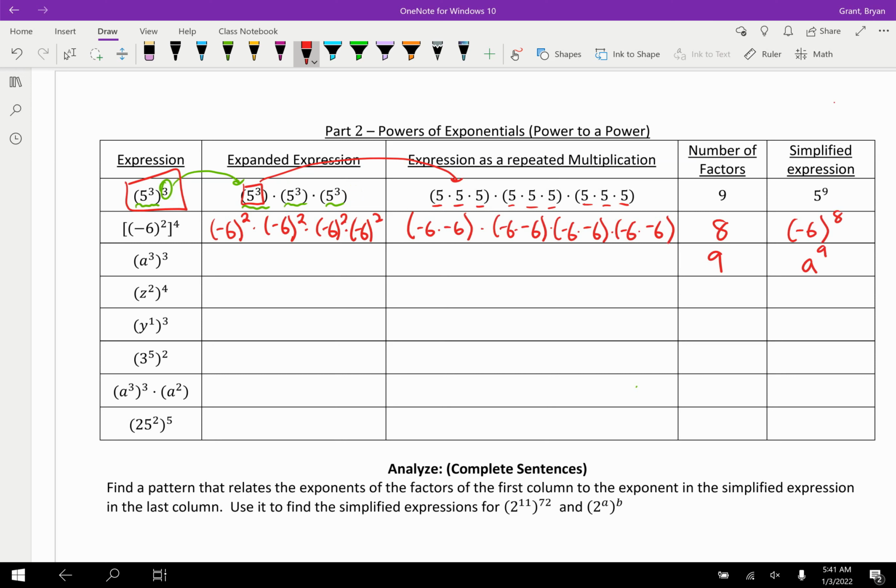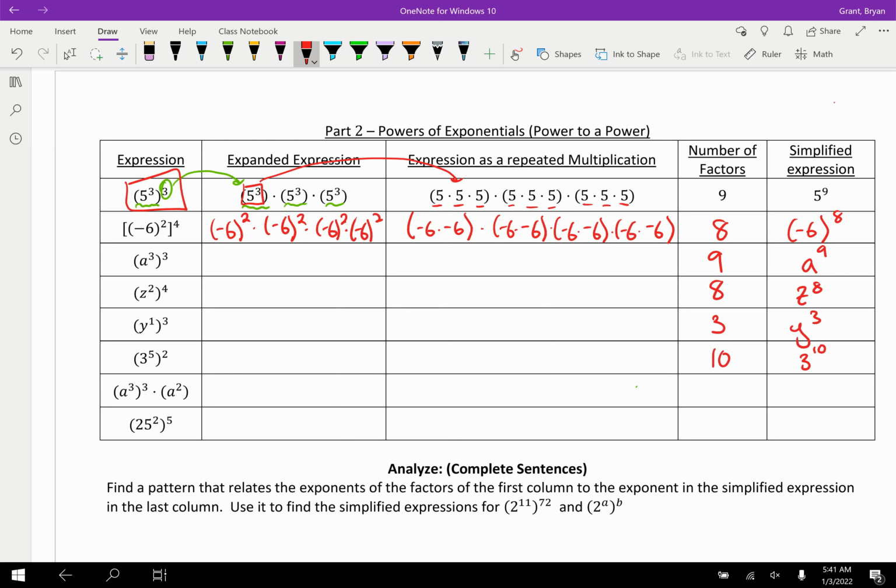All right, for the rest of these, you'll find that there are 9 factors, so this is a to the 9th. 8 factors here, so this is z to the 8th. Okay, there are only 3 of these, so y cubed. There are actually 10 of these, and I know space gets kind of tight on these next couple, but there's 10 of these, so we write this as 3 to the 10th.